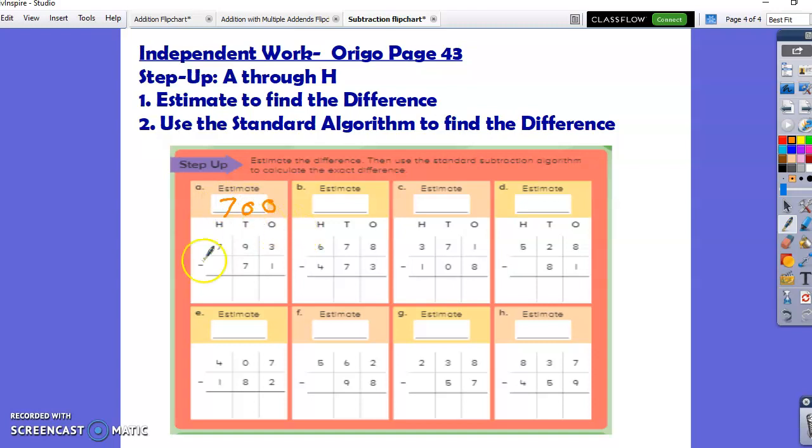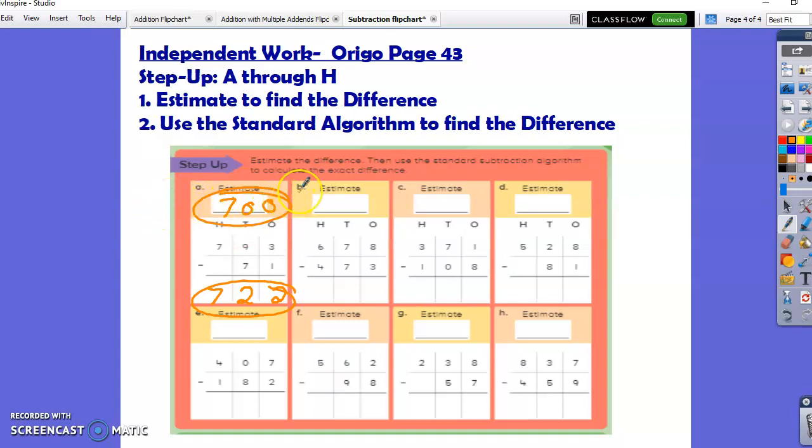Then after that, you would actually do your subtracting, where you have 3 minus 1, which is 2, 9 minus 7, which is also 2, and you bring down your 7. Then you look to compare. Yes, my answers are reasonable. So that is your independent work after you've turned in your exit ticket.